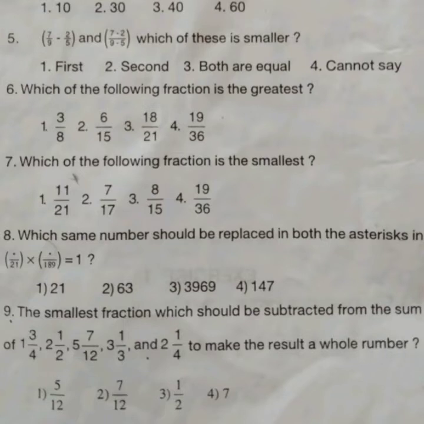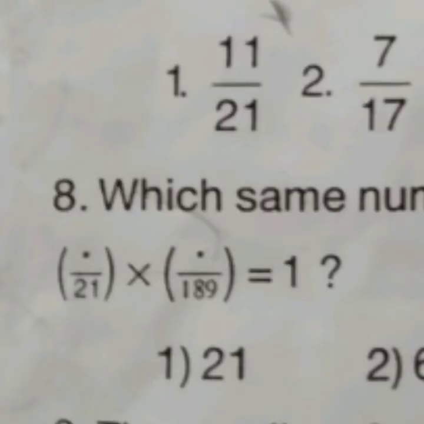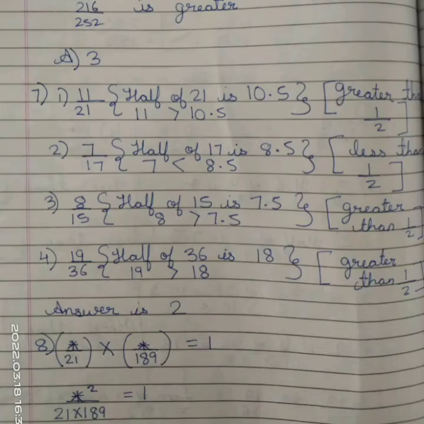Now the eighth question, which same number should be replaced in both the asterisks in asterisk by 21 into asterisk by 189 equal to 1. Now, how we will solve this? So, whenever in such type of question, what we have to do? I'll tell you. So, our first step is we have to multiply both the fractions, that is asterisk by 21 and asterisk by 189. So, what will be the multiplication? Asterisk into asterisk, it will be asterisk square divided by 21 into 189.